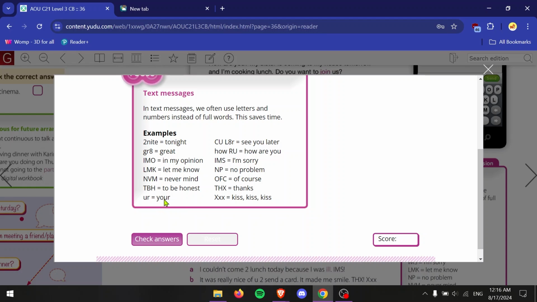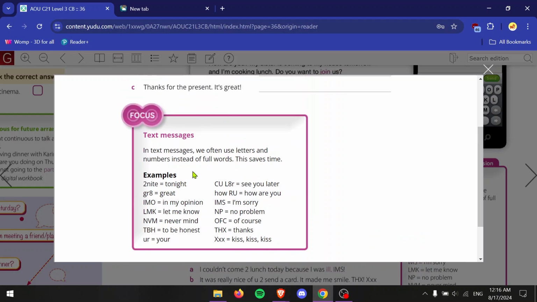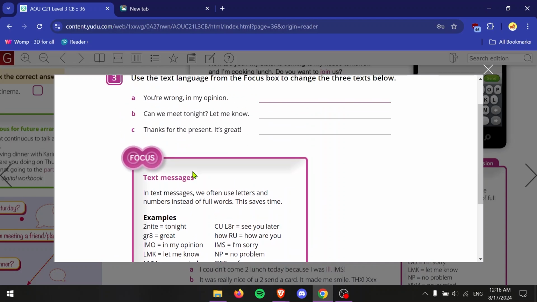Ur is your. I've used this one as well. This one is very interesting. CU L8R, which is see you later. How are you? NP is no problem. I've used this one myself. Of course is of course. Thanks, and XXX is kiss, kiss, kiss. So these are some text messages and how we'd write them if it was in text message format.